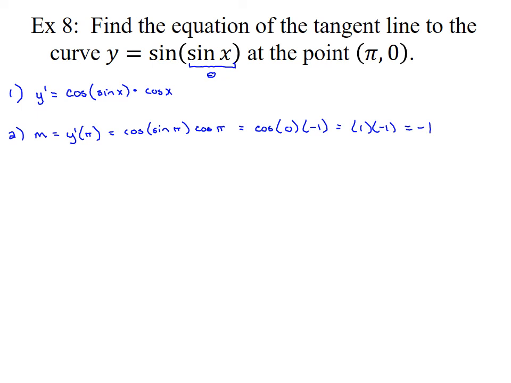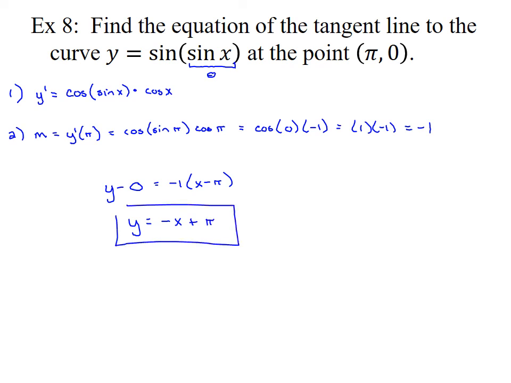Now that you know the slope and the point, you can write the equation of your line. This would be y minus 0 equals -1 times x minus pi. Well, the y minus 0 just becomes a y, the 0 goes away, and if you distribute that negative through, you have a tangent line of the form y equals -x plus pi. So there's a way that you can also do tangent line of chain rule.